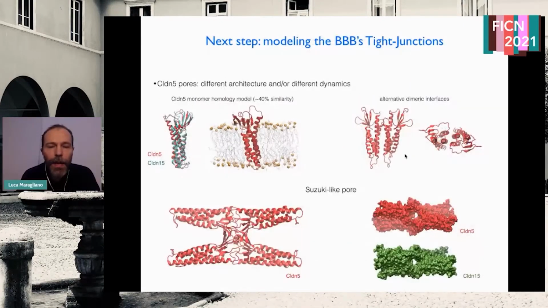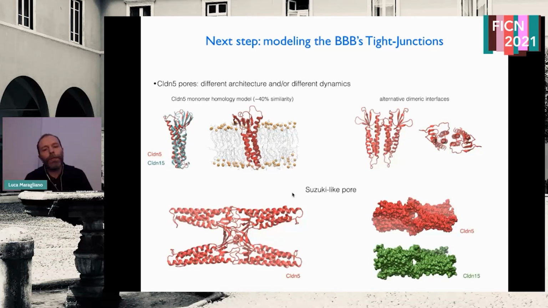Now, the next step that we are pursuing is moving to the tight junctions of the blood-brain barrier, with the goal of designing devices that can transiently open these tight junctions without disrupting them. The claudin that is expressed in the blood-brain barrier is claudin 5. There is no experimental structure for claudin 5, but it has a similarity of 40% with claudin 15. So we built a homology model, and we equilibrated it in the membrane.